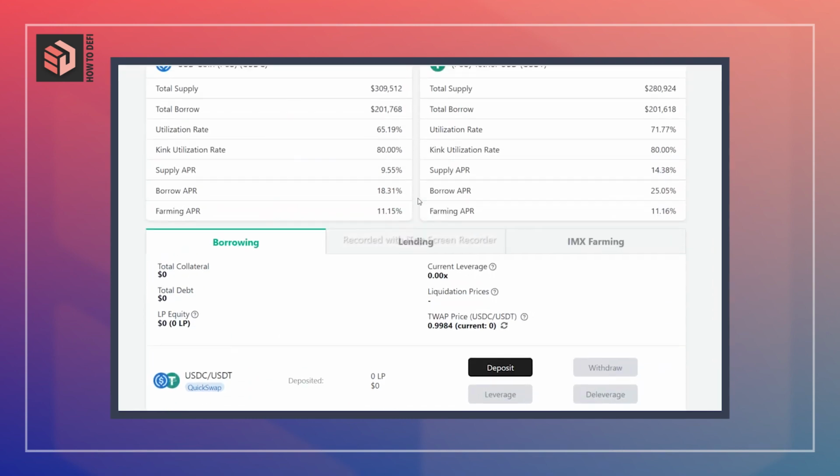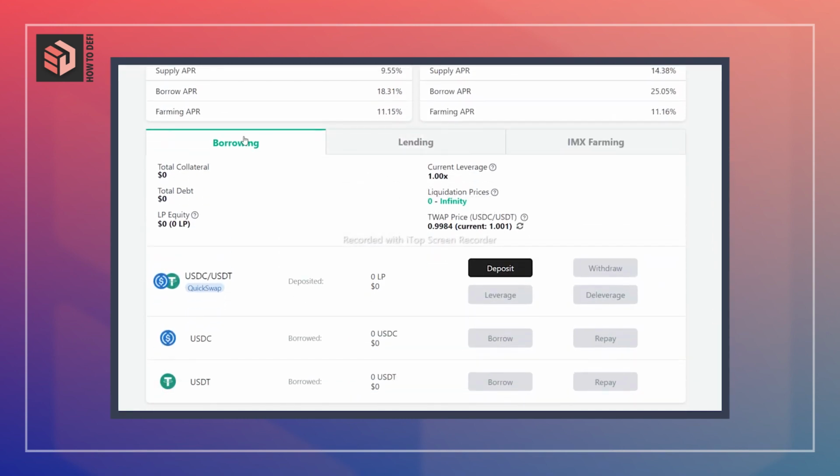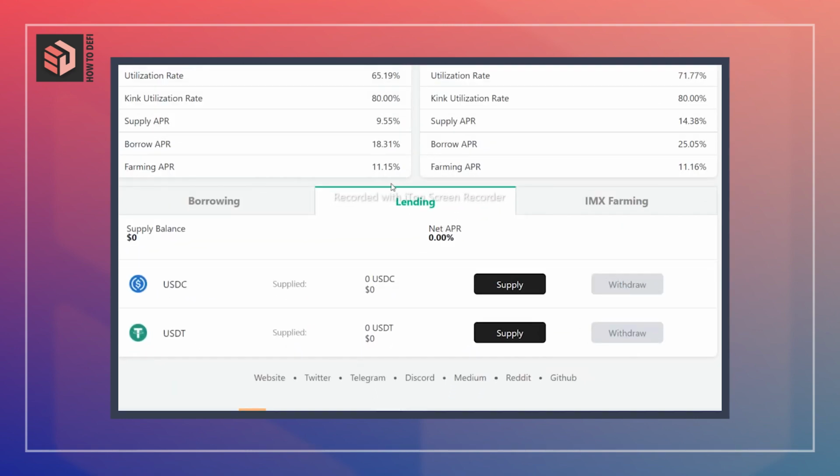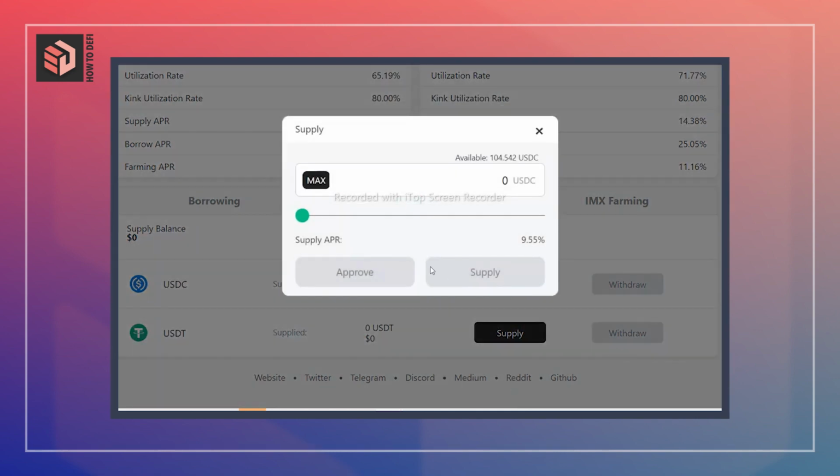So I'm going to click on the pair. And here we can see there's the borrowing, lending, and IMX farming tabs. We want the lending tab. And first we have to supply the token. So I'm going to supply USDC. I'm just going to supply 5 USDC, and then approve.